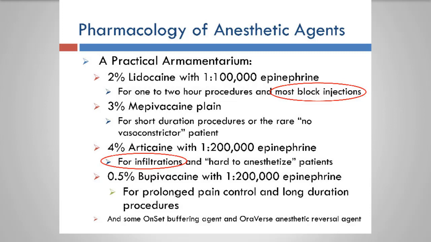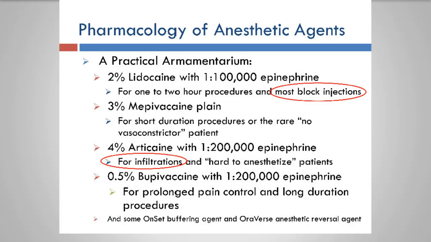4% articaine with 1 to 200,000 epi is virtually the only anesthetic I use for infiltrations, and it works very, very nicely on both the maxilla and the mandible. We'll talk a little more about that later on. And I also use it to anesthetize some of these hard to get numb, hard to keep numb patients.